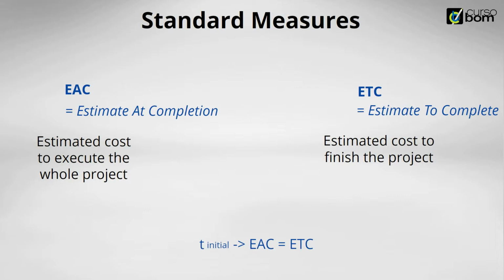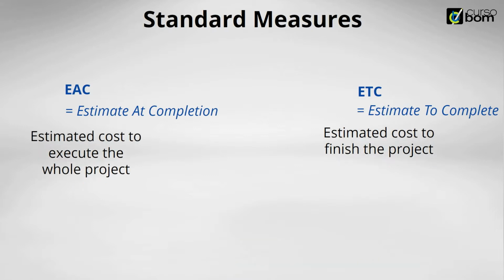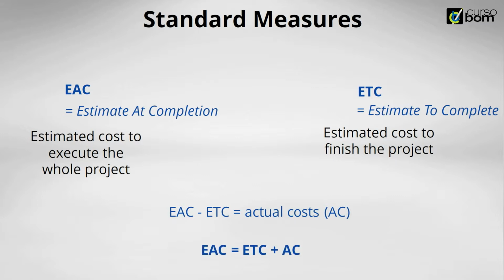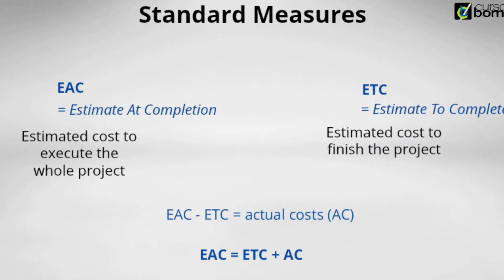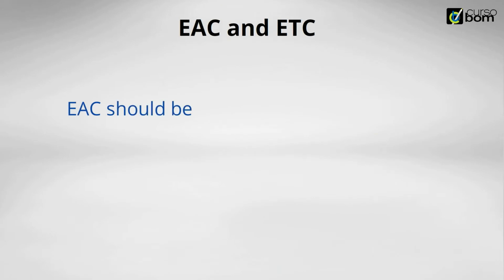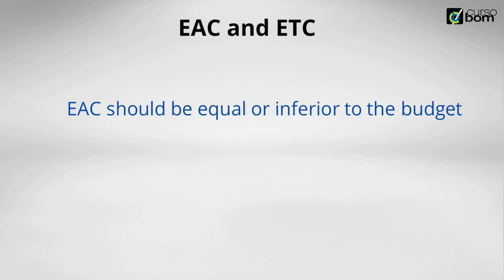As the project is executed, the ETC changes, expected to diminish, while the EAC would remain static. The difference between the two would be the actual costs, or AC. Thus, EAC equals ETC plus AC. The EAC should be equal or inferior to the budget dedicated to the project.